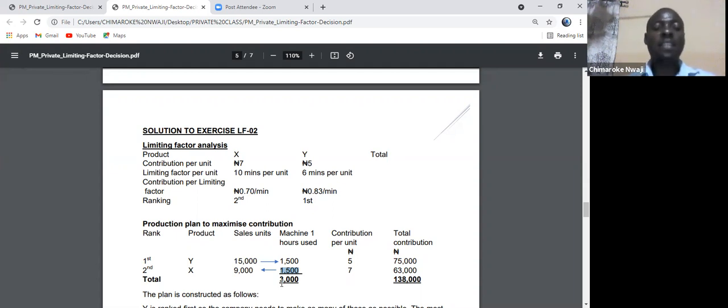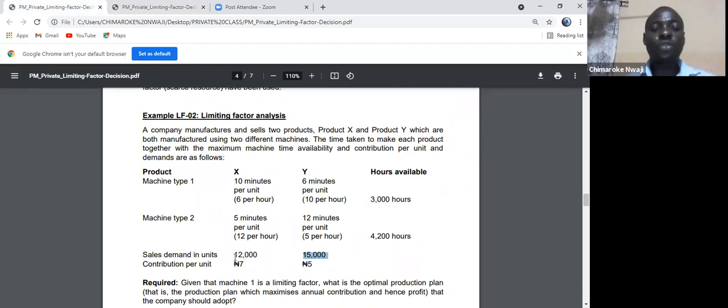Normally, X should take more than 1,500. Let's see. X, we needed 12,000 units. So 12,000 units required for X. And we have 10 minutes per unit. So if we have 10 minutes in 1 unit, convert it to an hour.